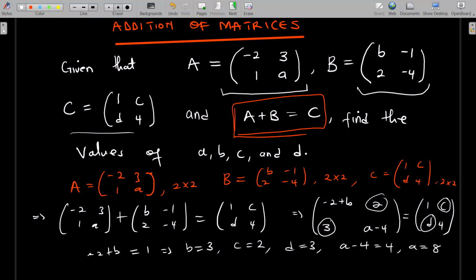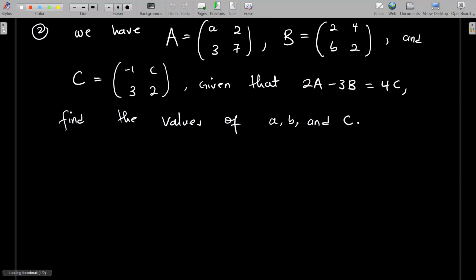So I have A to be 8, B to be 3, C to be 2, and D to be 3. These are the solutions to the problem. That is you using the idea of addition and equality of matrices. Now let's look at the second problem, which says that if we have A given as a 2 by 2 matrix, B as a 2 by 2 matrix, and C as this whole thing, we know 2A minus 3B is equal to 4C. Our task here is to find these values.